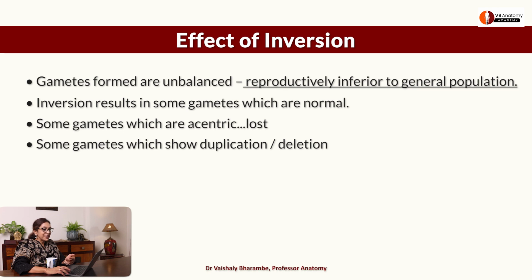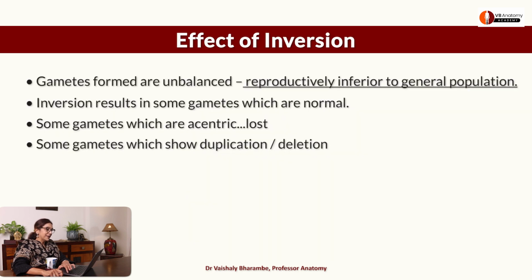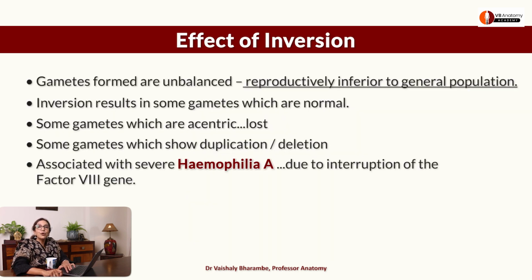Let's go back to my earlier slide. I want to show you duplication. Can you see that in this chromosome, I can see two of A and B. I can see one A here, one A here, B here, one A here, one B here. So there is a clear case of duplication. Who is missing? The H is completely missing, isn't it? There's no H here at all. So there is part duplication, part deletion happening in this kind of gametogenesis. Right. This is associated with severe form of hemophilia, which is a factor 8 gene abnormality.